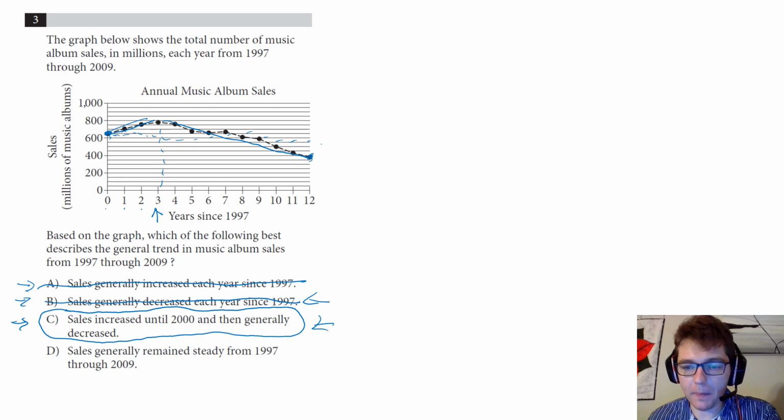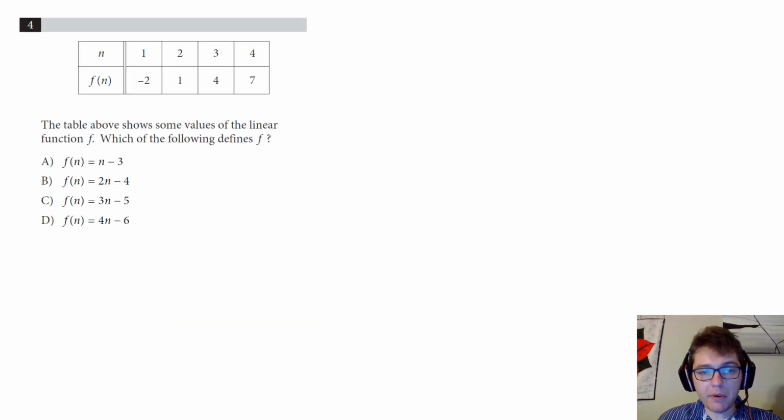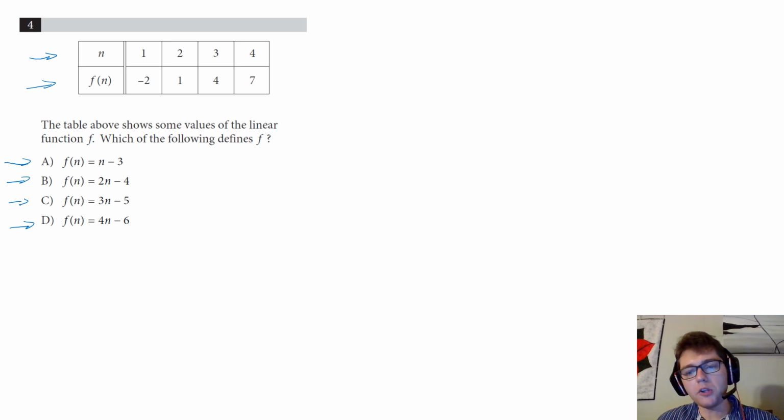Okay, on to number 4. Problem number 4. The table above shows some values of the linear function f. Which of the following defines f? The table where f is defined and the variable n is defined. So you have 4 possible solutions here, A, B, C, D. And taking a look at these solutions, they're pretty simple. They're linear, right? You just have a multiple of n minus some constant.